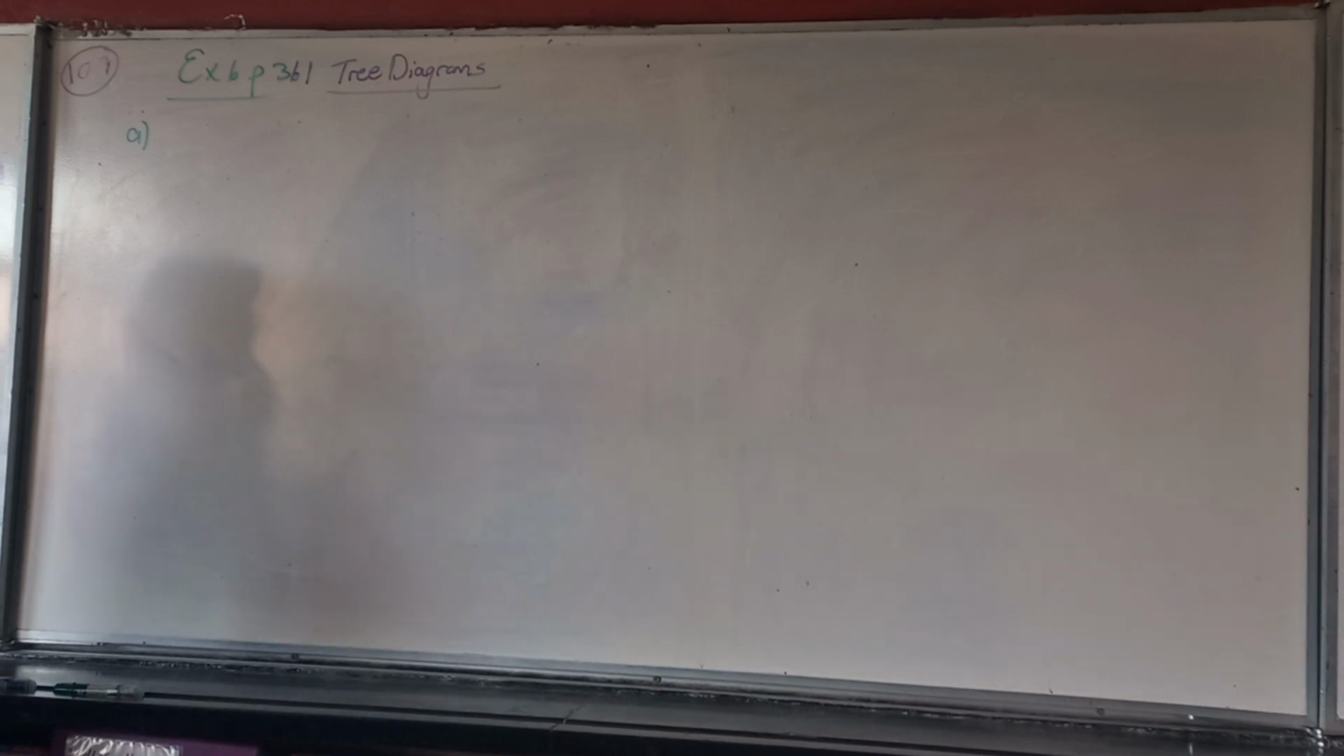We are busy with probability and tree diagrams. The exercise number 6 on page 361. A, you had to go and try for me. First one that you're trying.